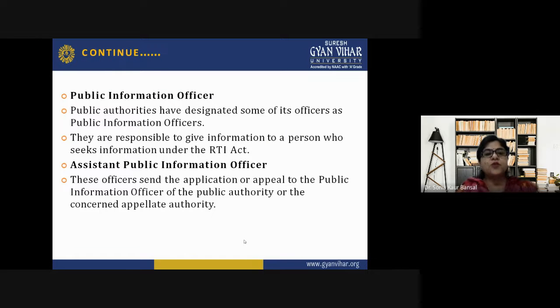Now let's understand about the public information officer. Public authorities have designated some of their officers as public information officers. They are responsible to give information to a person who seeks information under the RTI Act. So they have to give the information. Then the assistant public information officer; these officers send the application or appeal to the public information officer of the public authority or the concerned appellate authority.